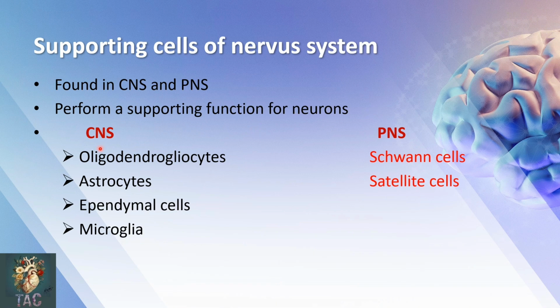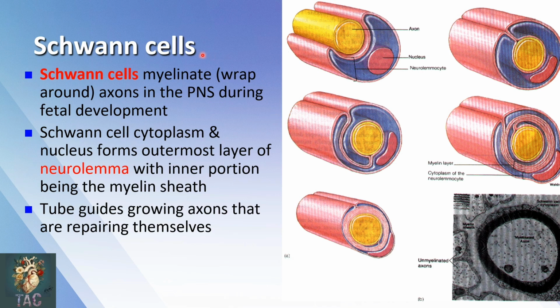In central nervous system, they are called the neuroglial cells or simply the glial cells, and they are the oligodendrocytes, the astrocytes, the ependymal cells, and microglia. And in peripheral nervous system, the supporting cells are the Schwann cells and the satellite cells. So first we will discuss the Schwann cells.